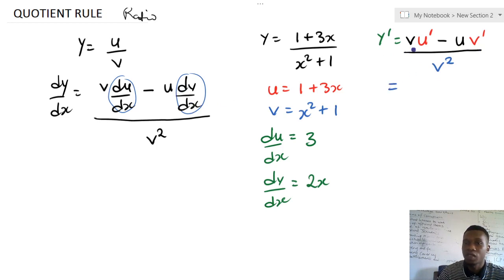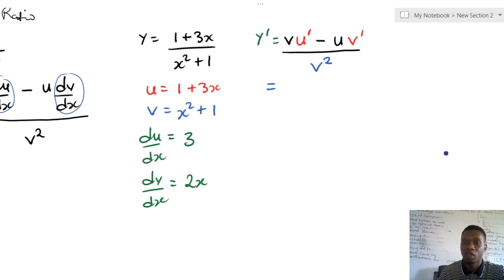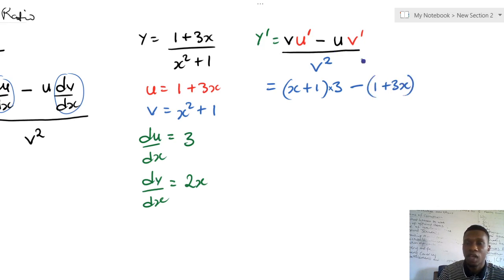So solving this, what is my v? My v is x squared plus 1. So I have this as x squared plus 1 in brackets. What is my u prime, or my du? My du is 3, multiplying 3. Minus u is what? My u is 1 plus 3x. So I have 1 plus 3x. And my v prime is what? My dv is 2x.